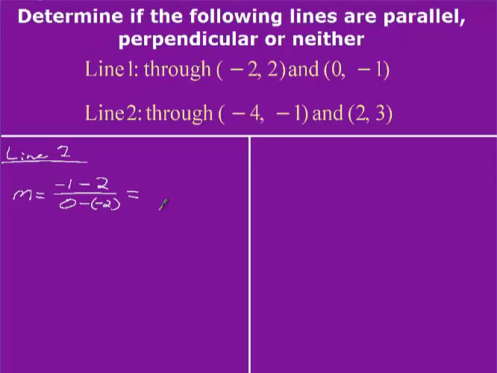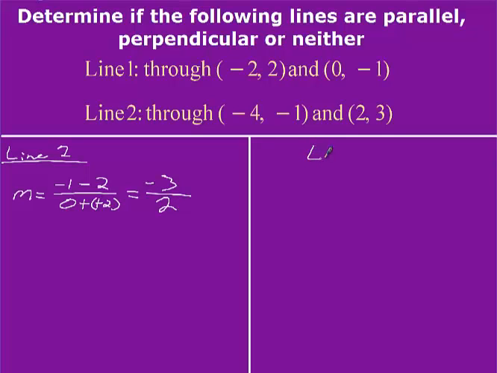All right, so what's negative 1 minus 2? Negative 3. What happens to the double negative here? And what's 0 plus 2? Okay, so I get negative 3 over 2, right? Can that reduce at all? No, so that's fine just like that.